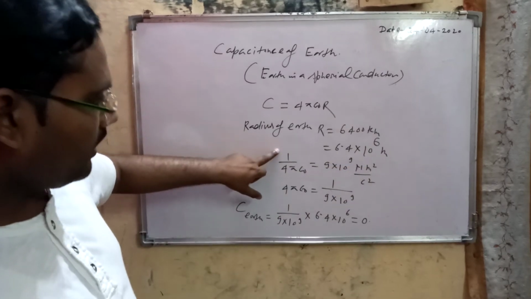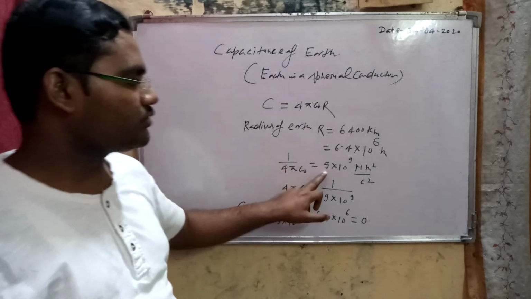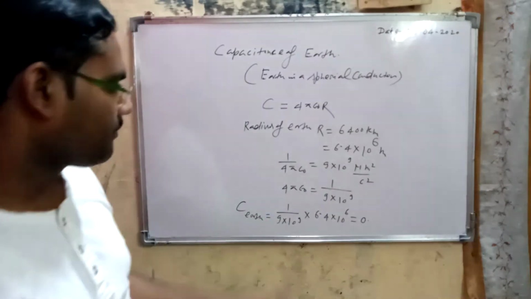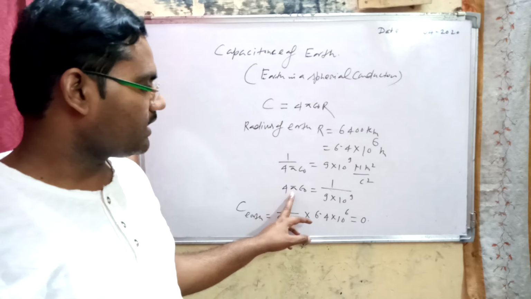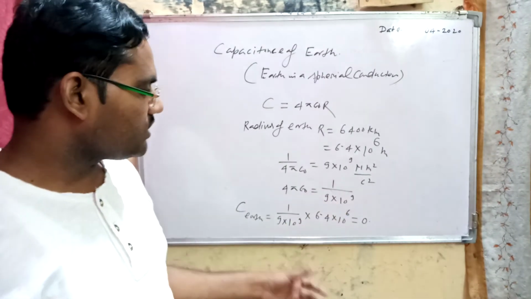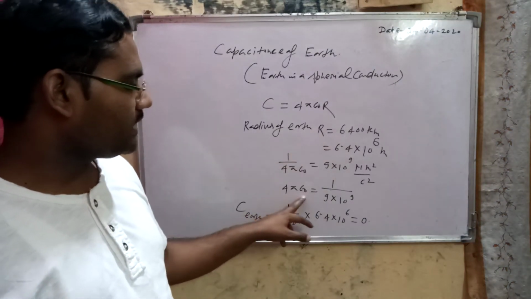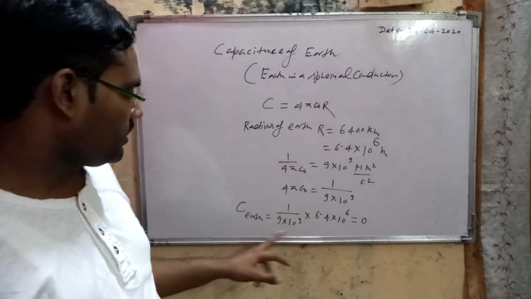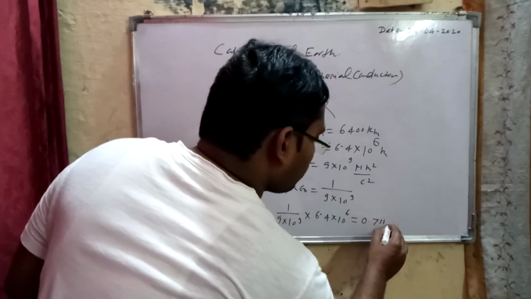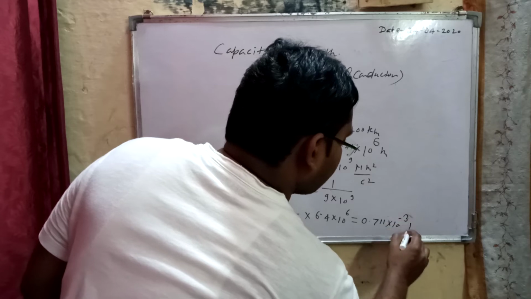Now what is the value of 1 divided by 4 pi epsilon naught? The value of 1 divided by 4 pi epsilon naught is equal to 9 into 10 to the power 9 Newton meter square per coulomb square. Now we substitute the value of radius capital R and the value of 4 pi epsilon naught in this expression. We get the result 0.711 into 10 to the power minus 3 farad.